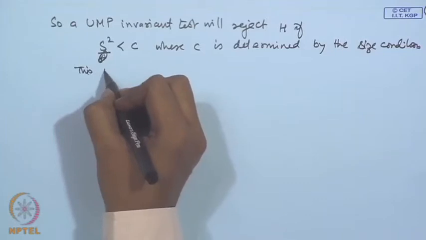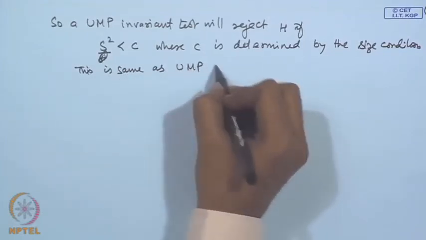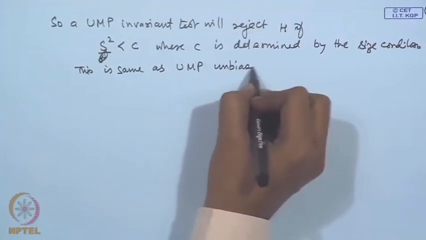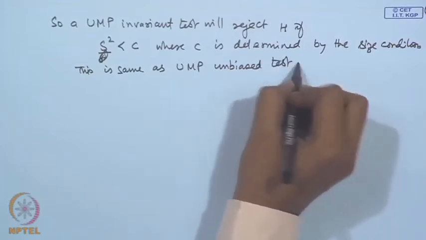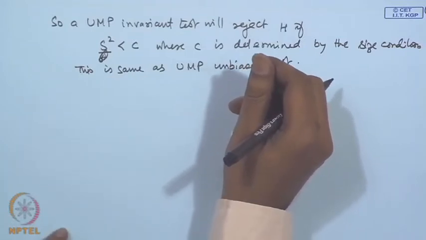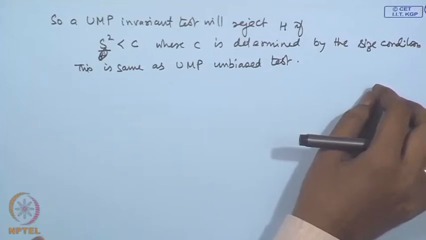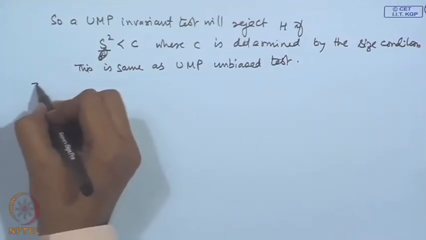This is the same as the UMP unbiased test which we obtained in this situation, but here the derivation is extremely simple, as you have seen. I will also show for the variance comparison that the UMP invariant test is similar to the UMP unbiased test.